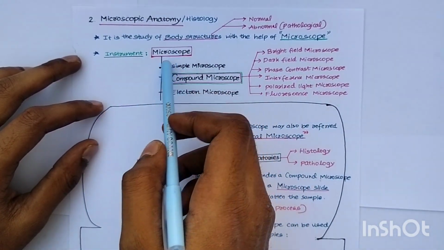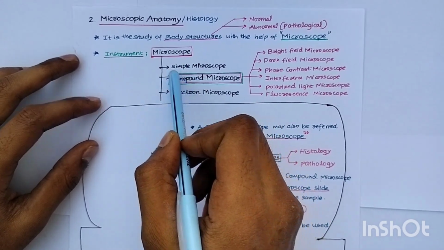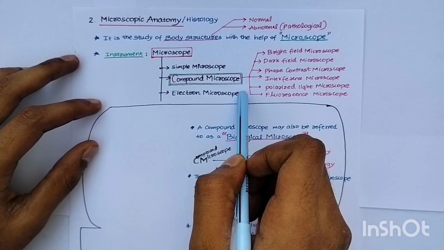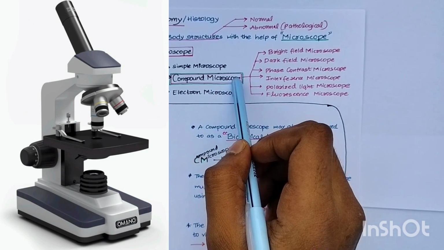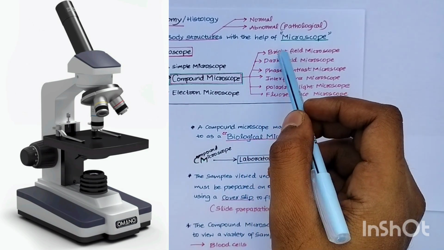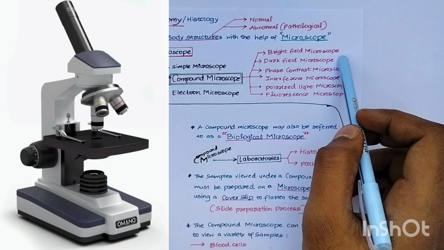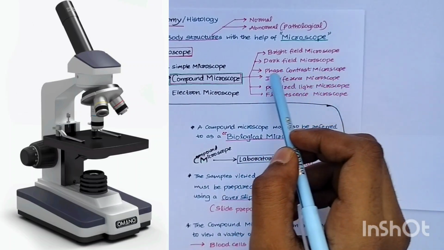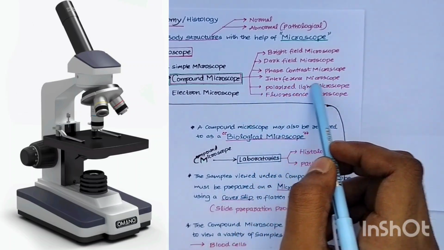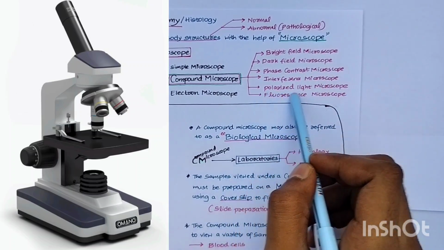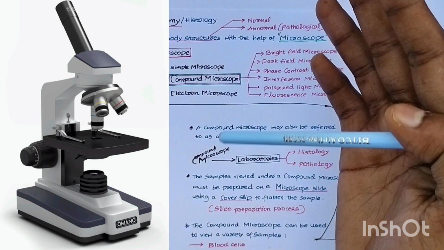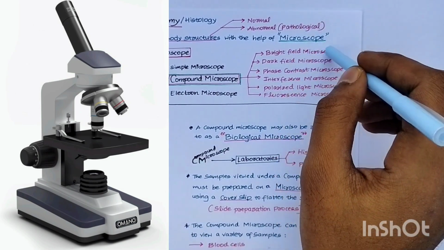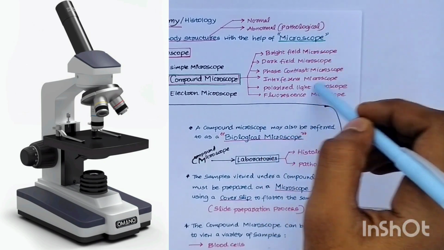So the instrument that is used is the microscope. There are many microscopes: simple microscope, compound microscope, electron microscope. But what we use is the compound microscope. In the compound microscope, there are many types like bright field microscope, dark field microscope, phase contrast microscope, interference microscope, polarized light microscope, fluorescence microscope. You don't need that in depth, just what each one shows, that is all you'll need.